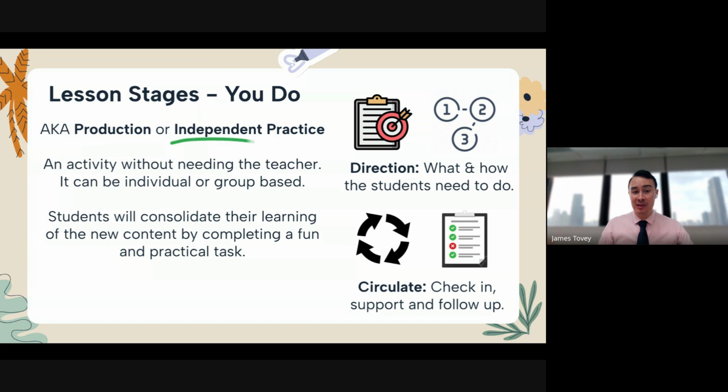Now, because they're able to do this independently of you, you're able to circulate, go around the room and support your students, check in on anyone to see if they're working, follow up for missing work. It's always good to continue to follow up for missing work because students love to get away with it sometimes. So checking in with the students, ticking off what they've done, and helping them proceed with it, making sure they're on task, all that standard good stuff.